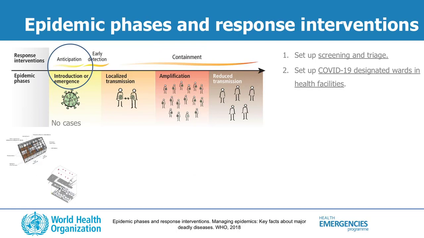For the first scenario, country with no case, the country should set up screening and triage protocol at all points of access to the healthcare system, including primary healthcare centers, clinics, hospitals, emergency units, and ad hoc community settings, and set up COVID-19 designated wards in existing healthcare facilities and prepare for the next scenario.